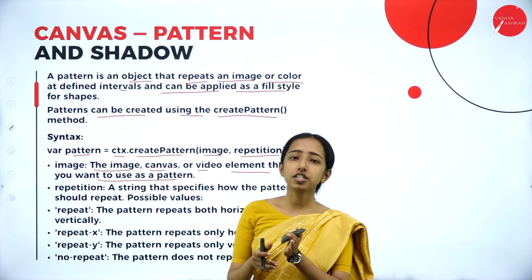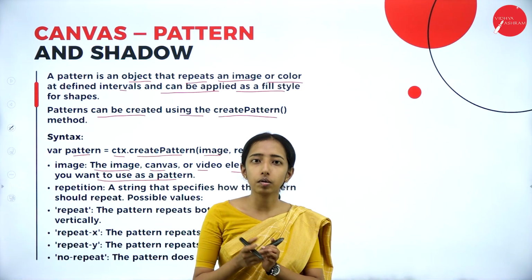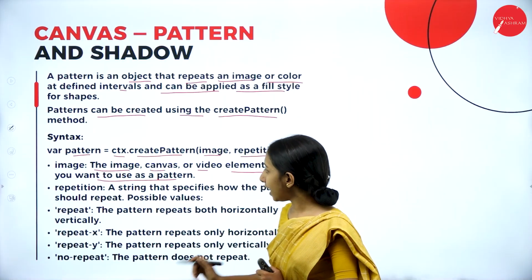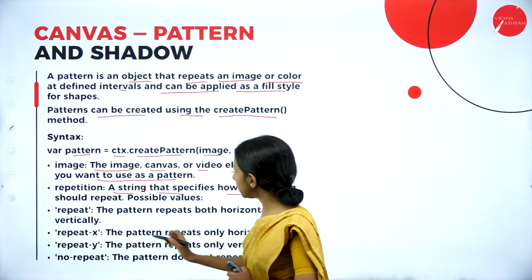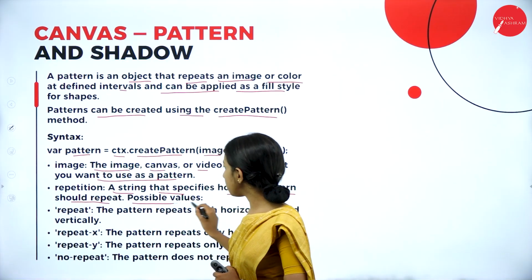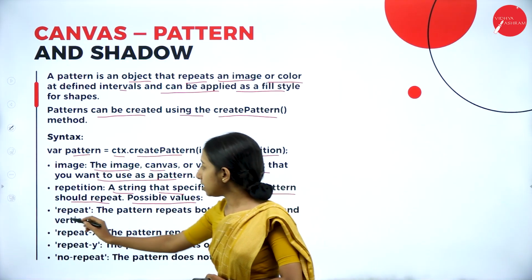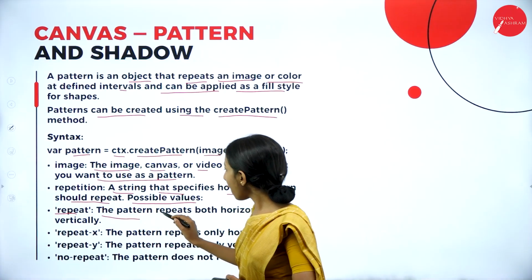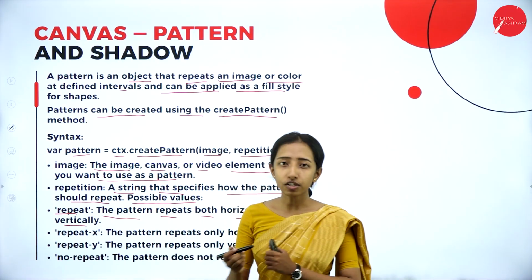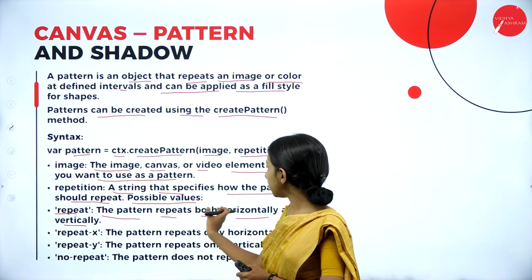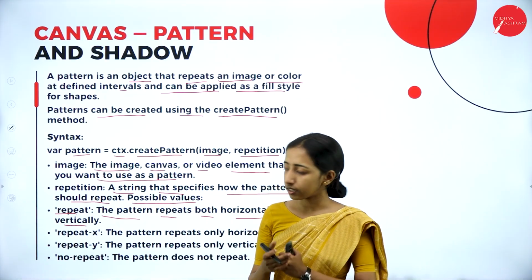So here the image is what we want to use as a pattern, which we will be giving to it. And next, repetition, a string that specifies how the pattern should be repeated. The possible values: the first one is repeat, so the pattern repeats both horizontally and vertically. When you specify repeat, it will repeat in a horizontal and a vertical format.